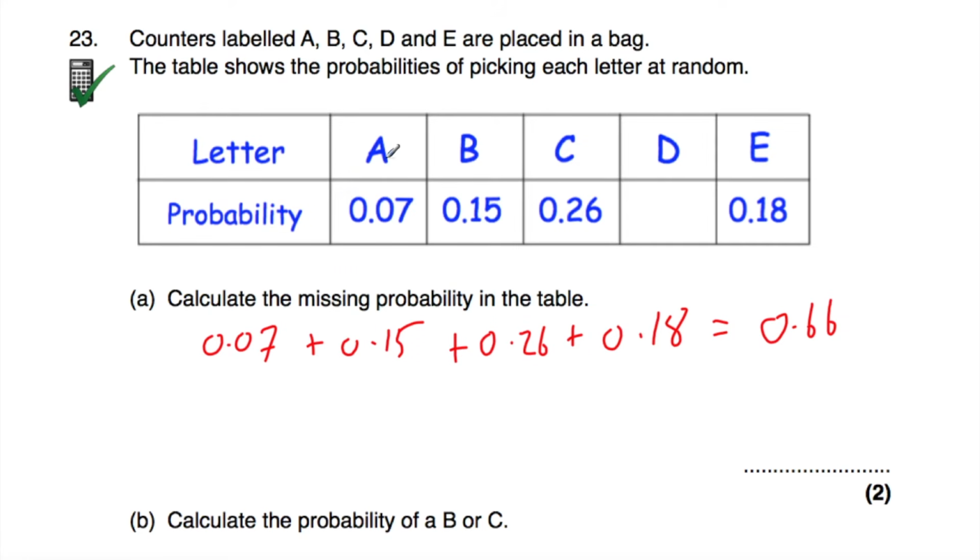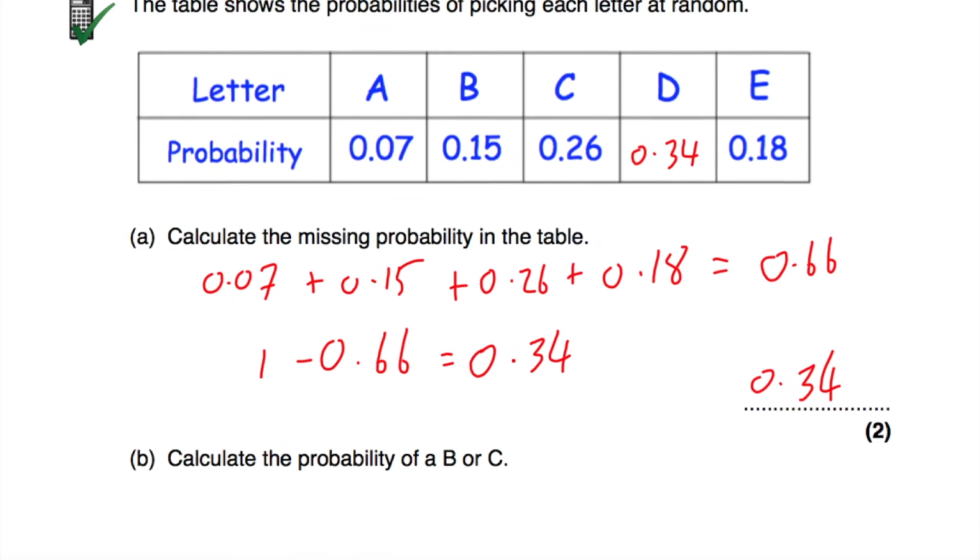So that means that the probability of getting an A, a B, a C, or an E would be equal to 0.66. So that means that if we want to find the probability for D, we're going to do 1 take away that probability. So 0.66. And 1 take away that answer is equal to 0.34. So that means the missing probability would be 0.34. And you can check that if you add those 5 probabilities up now, you should get that's equal to 1.